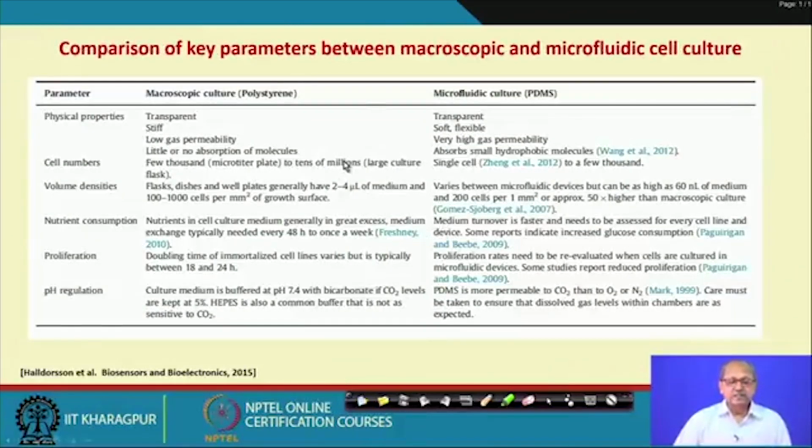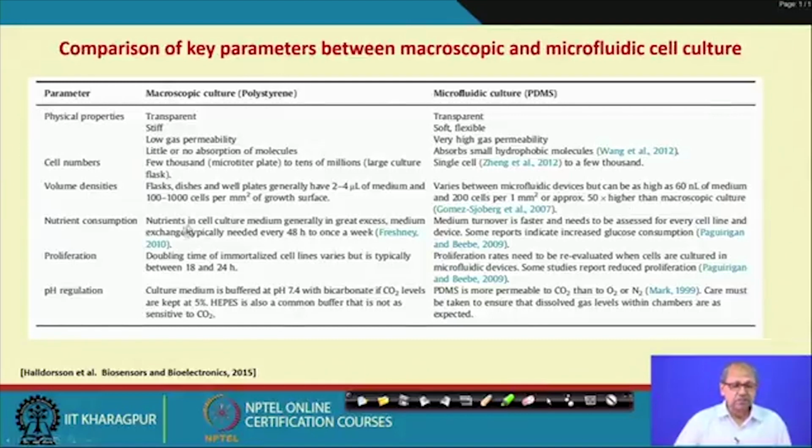If you compare the key parameters between macroscopic and microfluidic cell culture, the main points are these. Cell numbers: a few thousand cells you can culture in macroscopic culture, but here single cells to maybe 1000 cells, or you can give higher density, around 10 to the power 8 cells per ml, using a perfusion system. Volume density is very important. Flasks, dishes, or well plates generally use 2 to 4 microliters of media per 100 to thousands of cells, but here it is at the nanoliter level, five times higher than macroscopic cell culture.